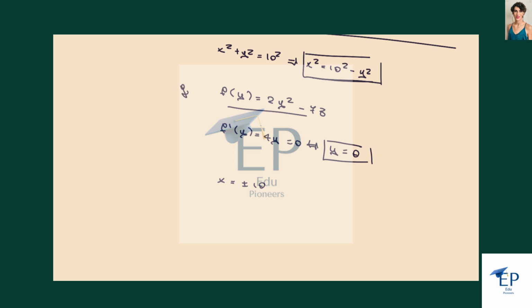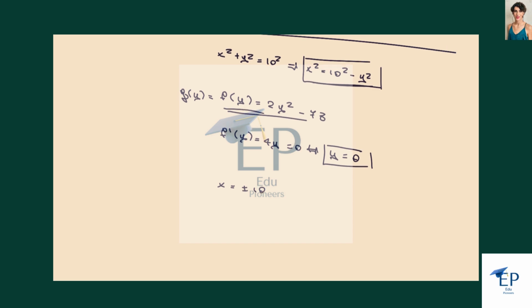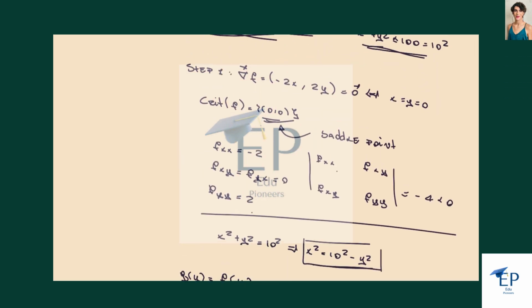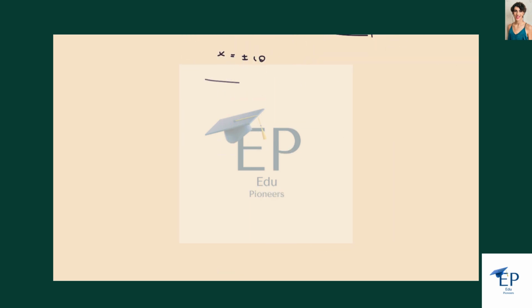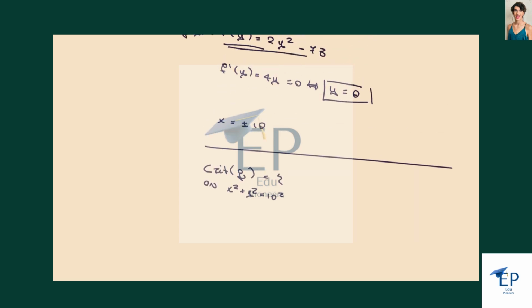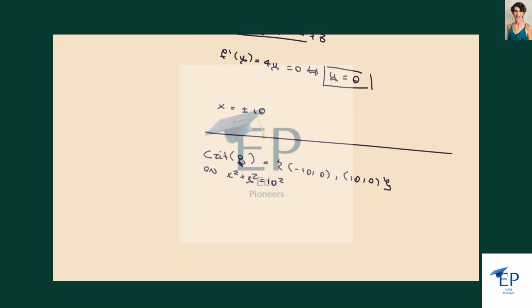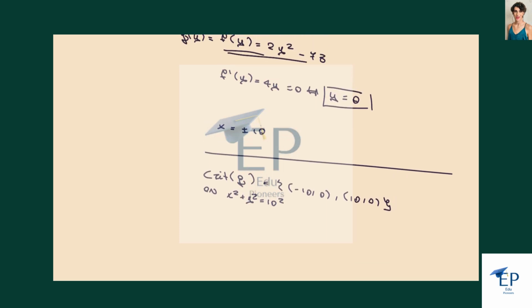Just for the sake of notation, let me call it g of y. So we are not going to confuse this function of one variable with this function of two variables. Okay, now the critical points of g on the circle x squared plus y squared equal to 10 squared are given by negative 10, 0, 10, 0. Okay, now let's evaluate f at these two critical points.